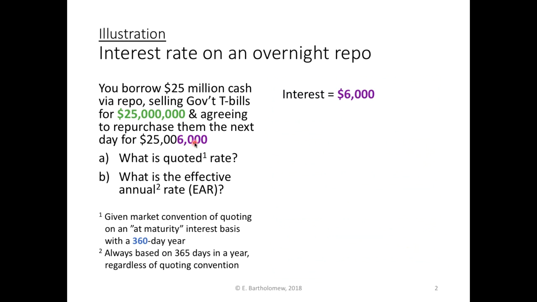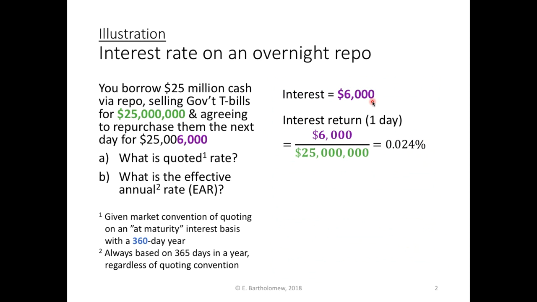Let's start with the interest. The interest is the difference, the $6,000 here in purple. To get the interest return for 1 day, we take the interest and divide it by the amount of the loan, 25 million, or 0.024%. That's in 1 day. Now to convert that to the quoted rate, remember we're using the convention for the repo market, and for the US that is a 360-day year. So we multiply the 1-day rate, 0.024%, by the number of days assumed to be in a year, 360, and we get the annual rate of 8.64% per annum.